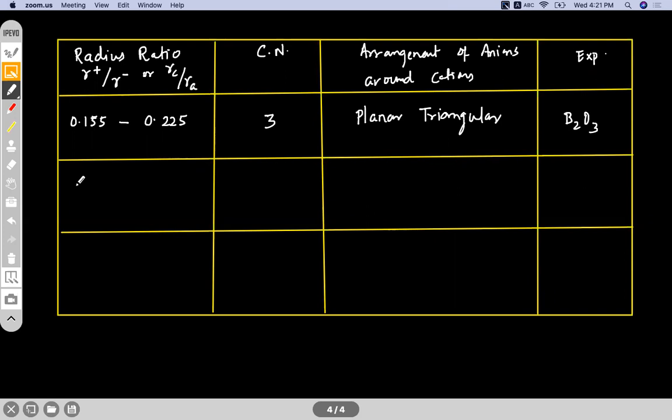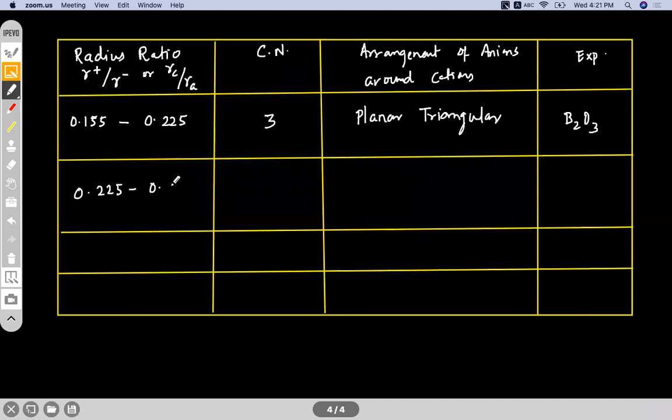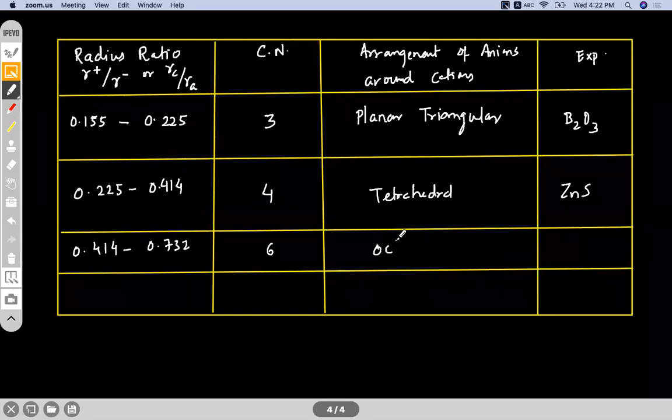If the radius ratio falls in the range 0.225 to 0.414, the coordination number is 4 and the arrangement is tetrahedral. The example is zinc sulfide. If it is from 0.414 to 0.732, the coordination number is 6 and the arrangement is octahedral. These two are the important ones, tetrahedral and octahedral, with NaCl as the example.